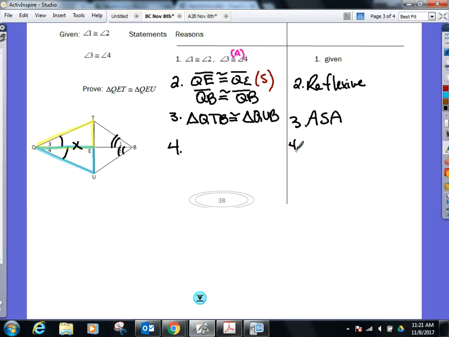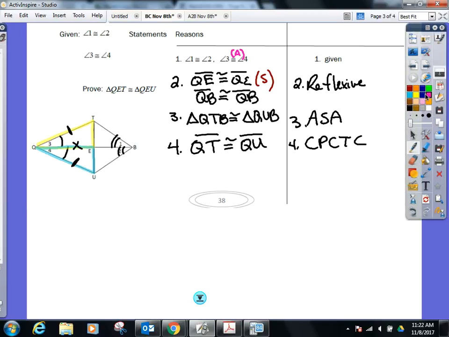Mike. Side QT, side QU. Everyone see that? QT and QU. In the big pair, check. And in the pair I need, check. So QT congruent to QU. Why are those congruent? Because I proved the pair of the big triangles congruent, so those corresponding parts are congruent. And that gives us a side now.